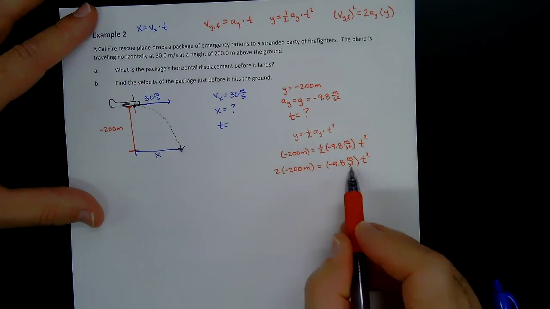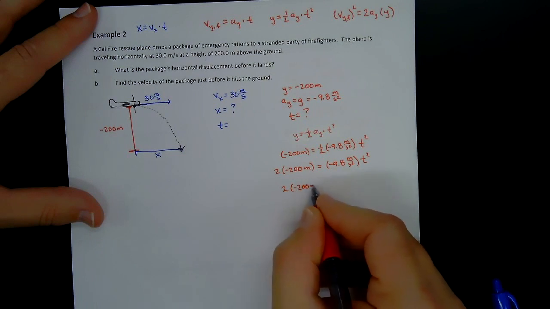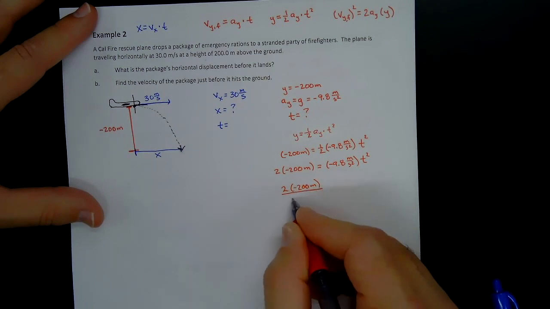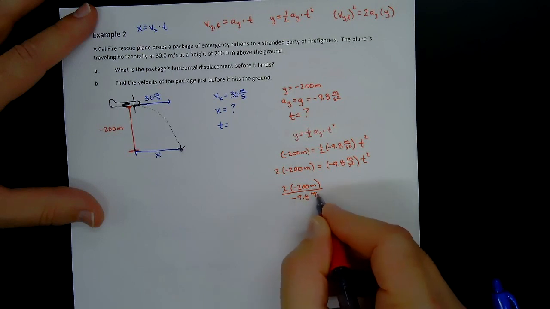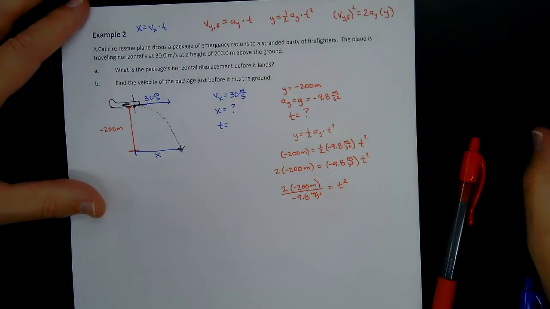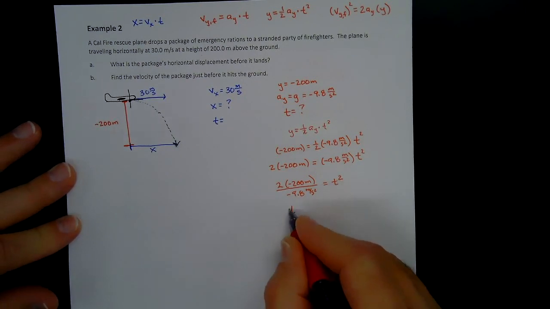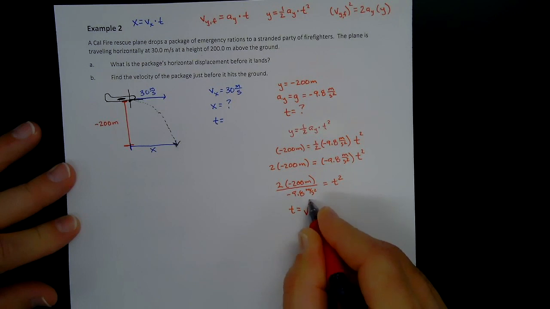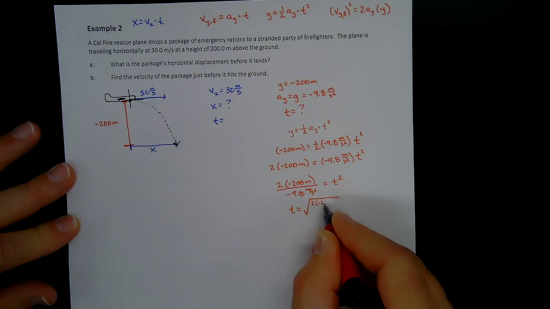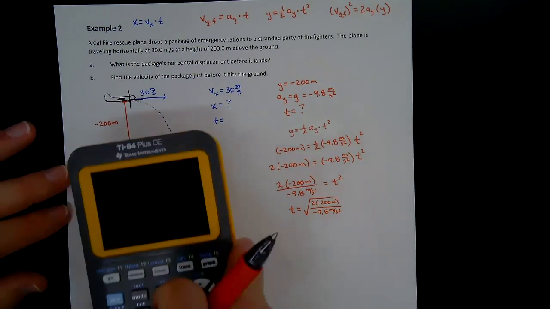And so I'm going to divide both sides by this negative 9.8. So 2 times negative 200 meters divided by negative 9.8 meters per second squared is equal to t squared. Okay? So the next thing we need to do is square root both sides. So I wind up with t equaling the square root of 2 times negative 200 meters divided by negative 9.8 meters per second squared. And so I'm going to put that into my calculator and I'll have my time.